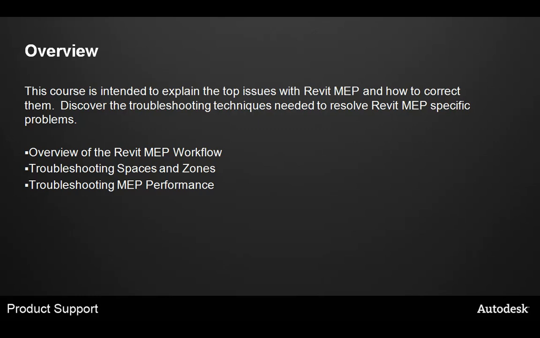In this class, we'll talk about the top issues with Revit MEP and how to correct them. We'll discuss the troubleshooting techniques needed to resolve MEP specific problems. We'll cover an overview of the MEP workflow, discuss troubleshooting spaces and zones, and finally talk about how to troubleshoot Revit MEP performance specific problems.